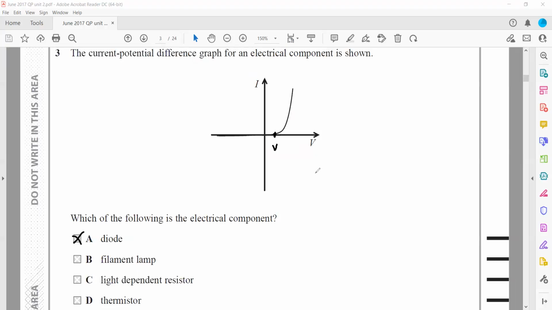If it was a filament lamp, then what will be the shape of the graph, voltage and current? First, it will be a straight line. And then because heat is produced, resistance increases, so the slope decreases. So the filament lamp will be the red color.